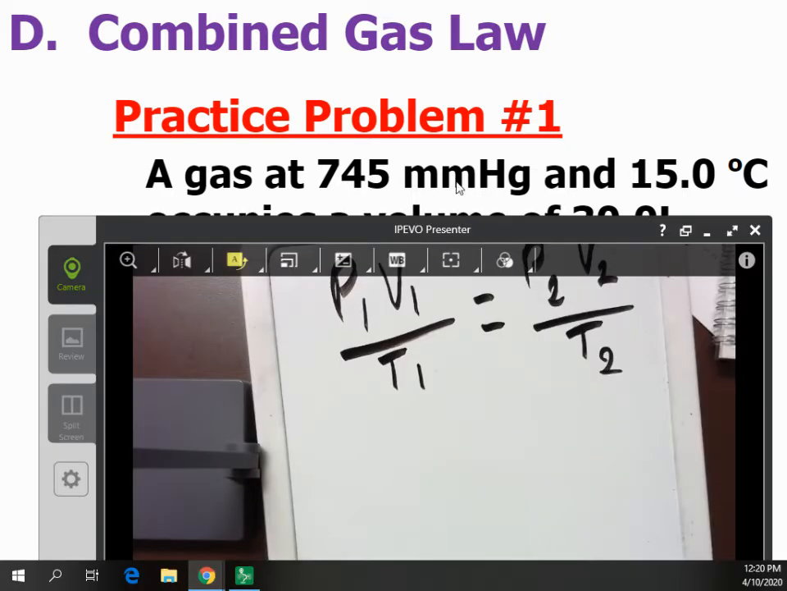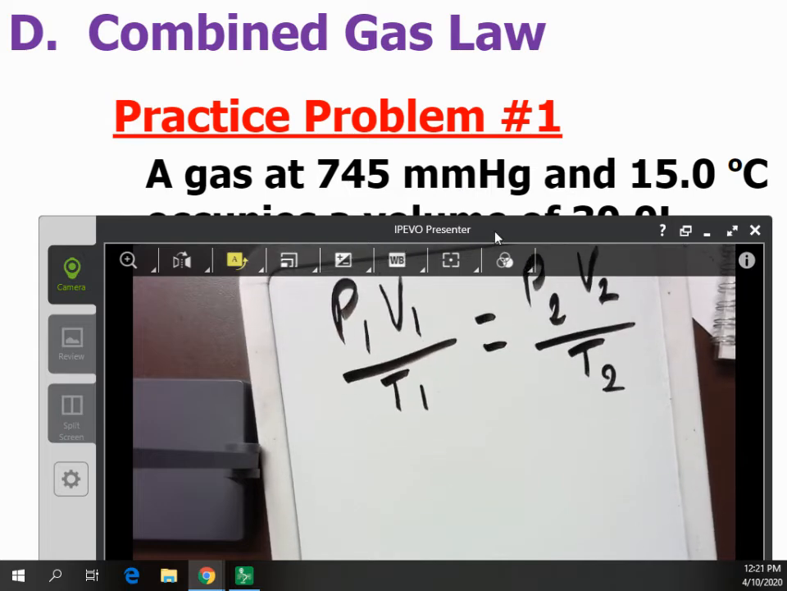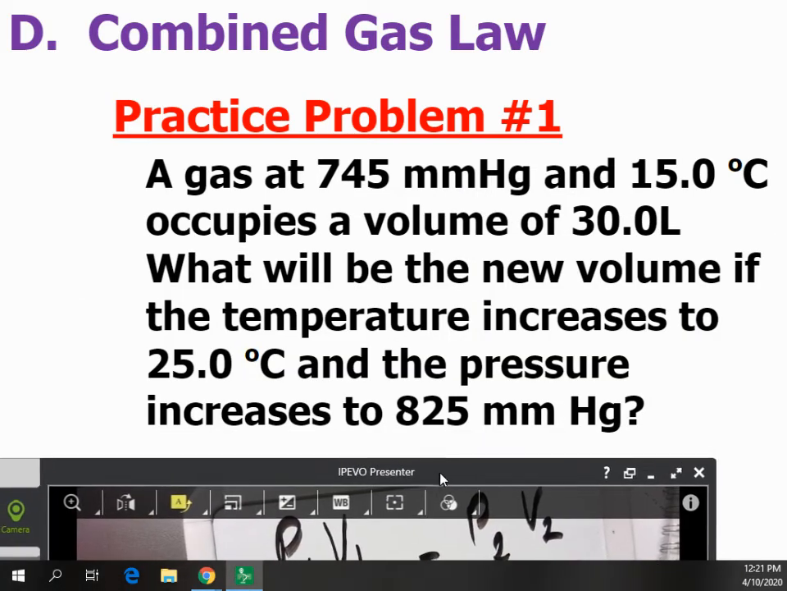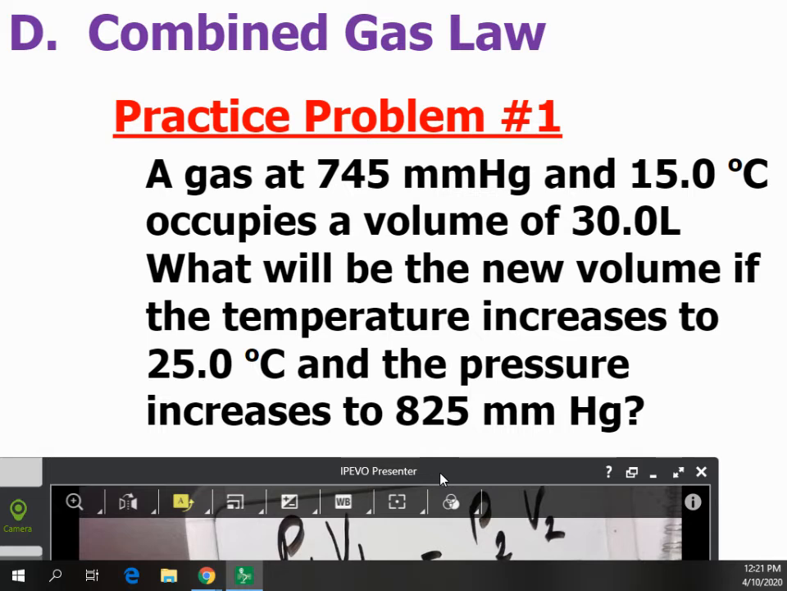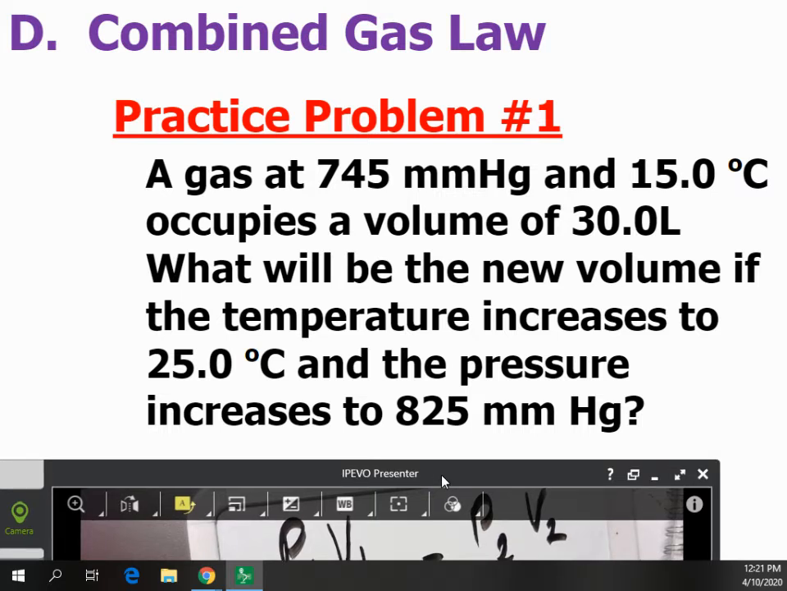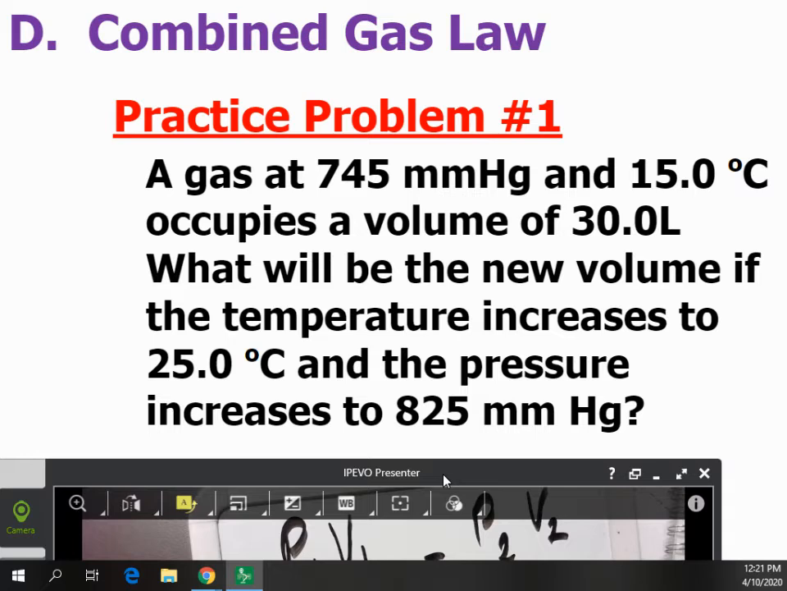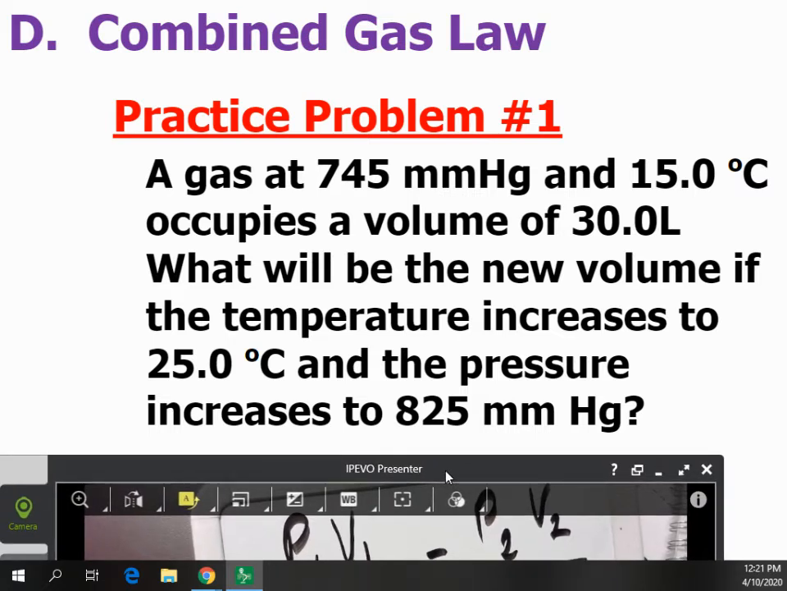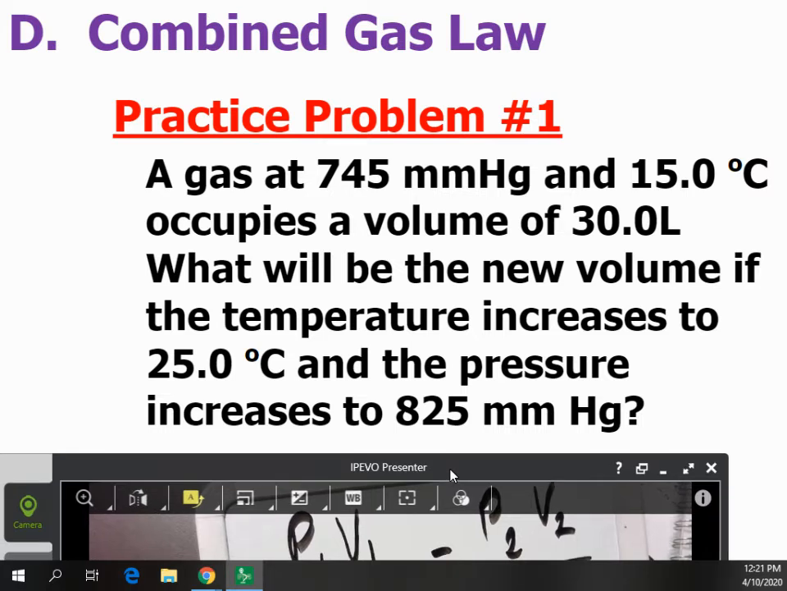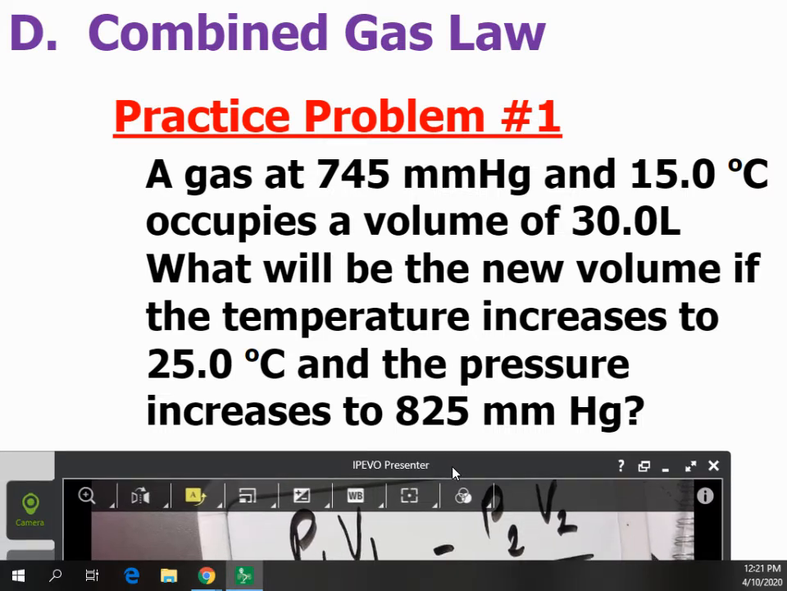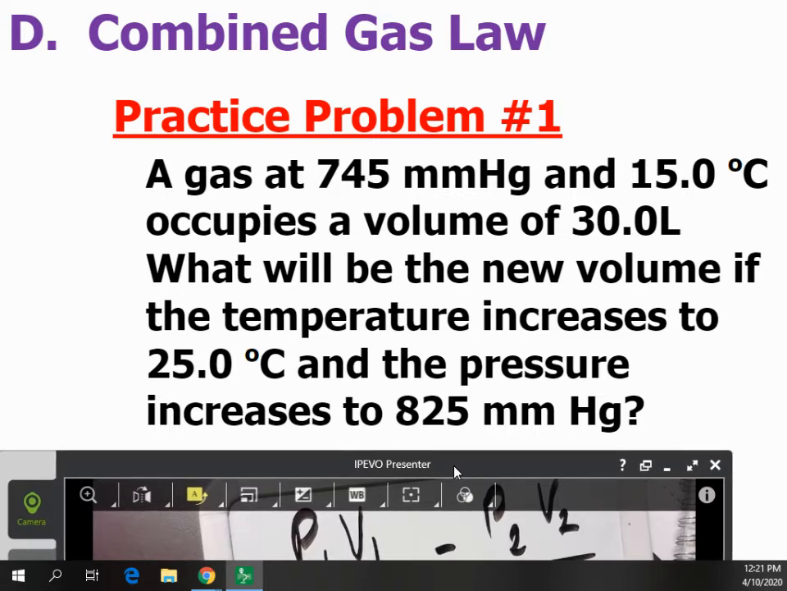Okay, so as you can see on here, we have our gas laws. Our gas pressure is going to be 745 millimeters of mercury. Our temperature is 15 degrees Celsius, which means we have to turn that into Kelvin, so that'll be 285 Kelvin. And our volume is 30 liters. So what will the new volume be if we increase both our temperature and our pressure?